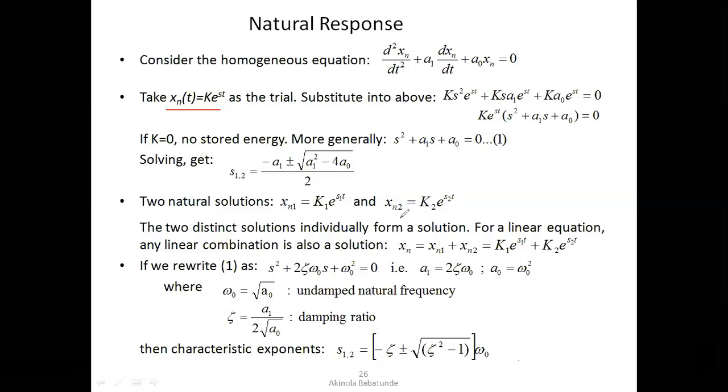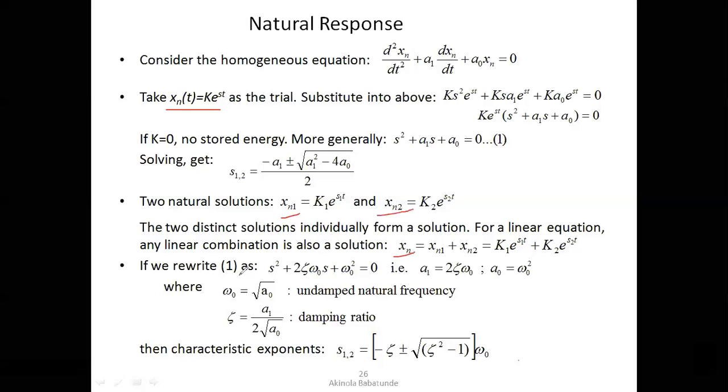All right. So instead of getting one single natural solution or natural response, we get two natural responses. Two distinct solutions individually form a solution. For a linear equation, any linear combination is also a solution. So if you add these two together, it is also a solution. For some of you who have done linear differential equations before, this is mathematics. When you have two solutions, any linear combination of the two solutions will also be a solution to the linear differential equation that we have. So xn equal to xn1 plus xn2 would also be a solution. As xn1 is a solution and xn2 is a solution, xn is of course also a solution.